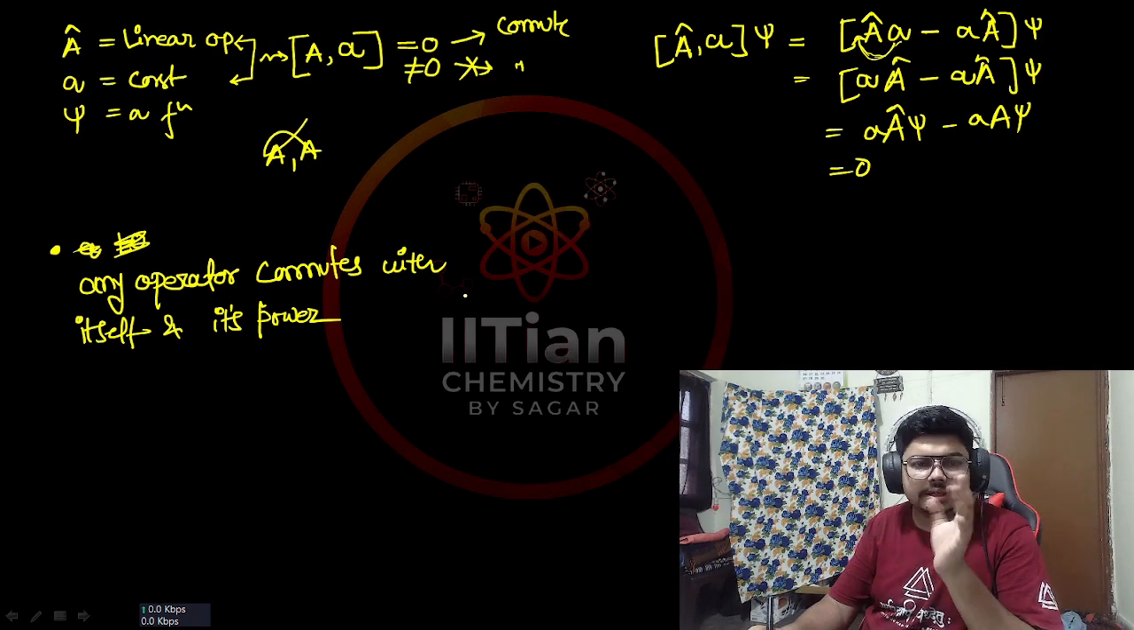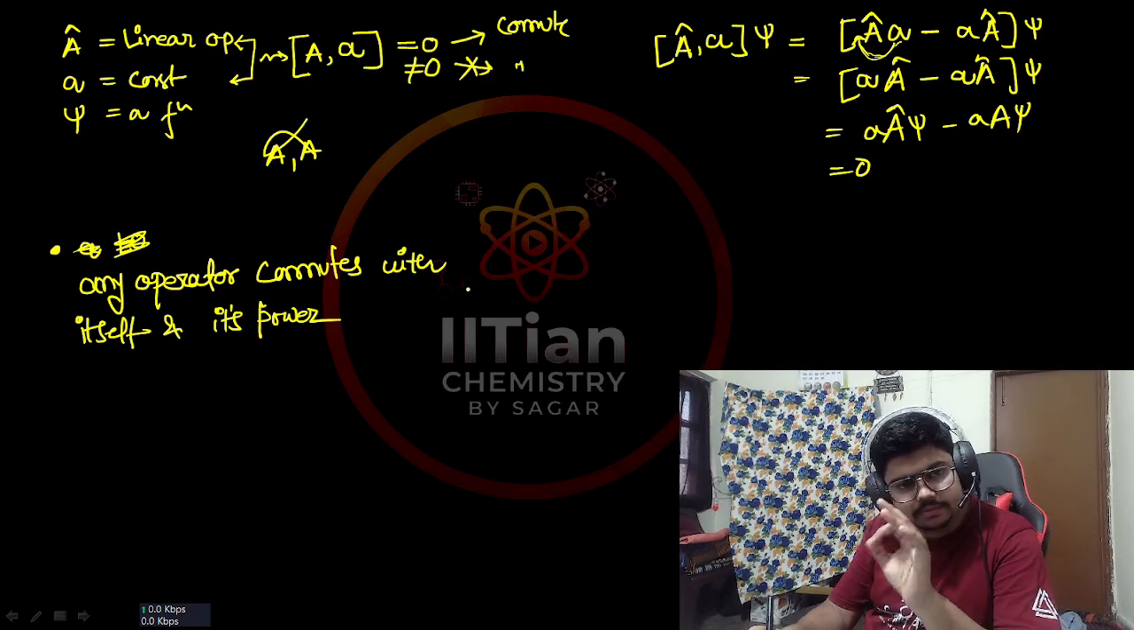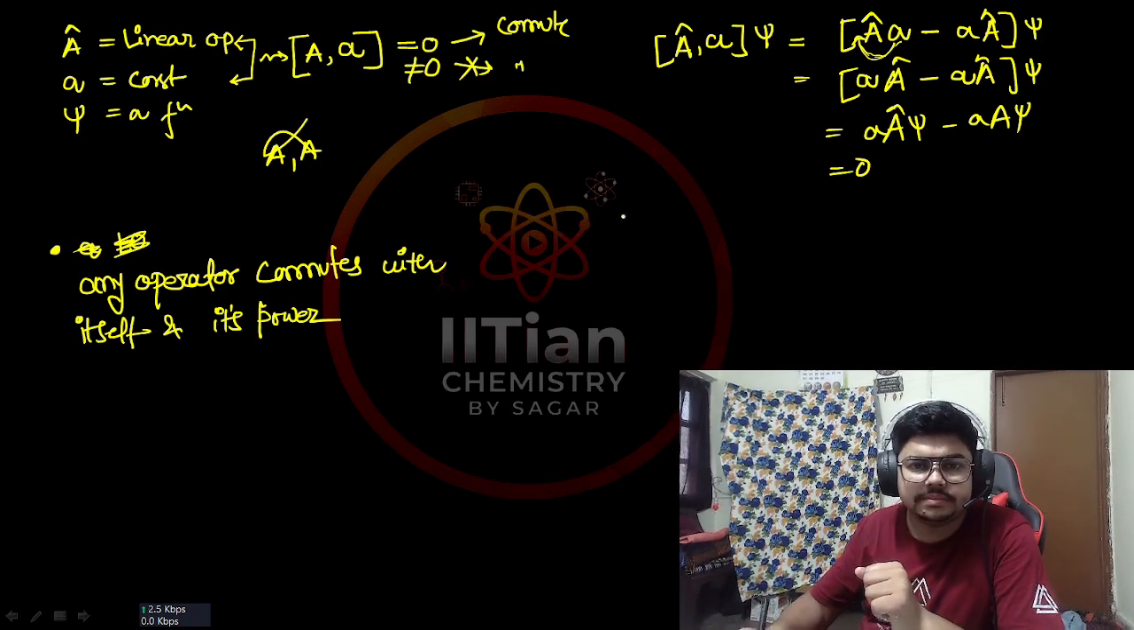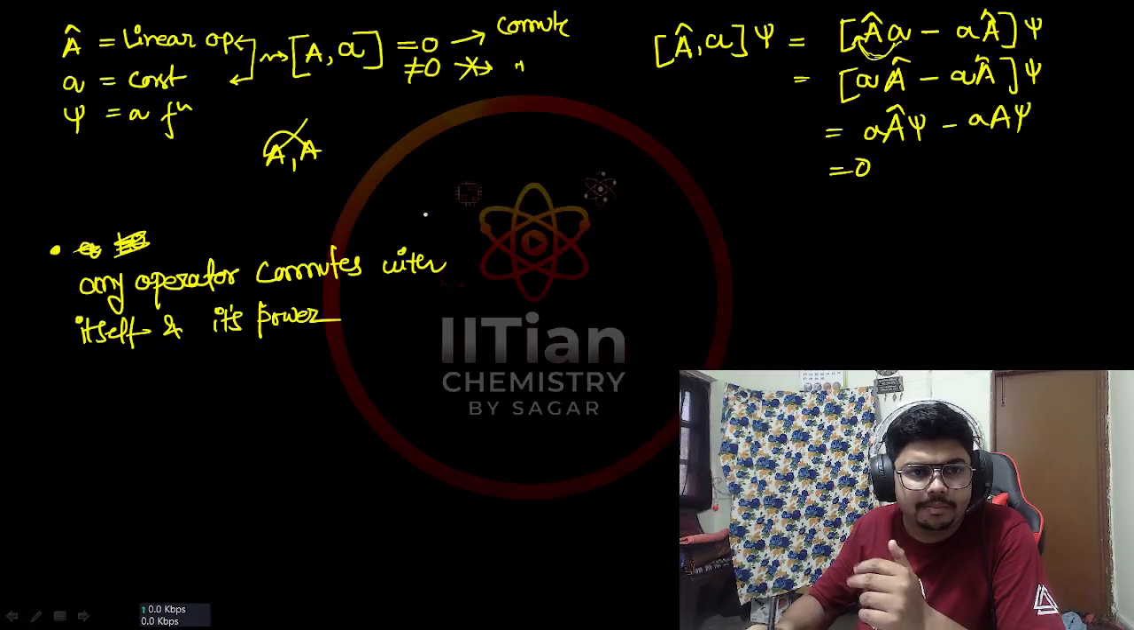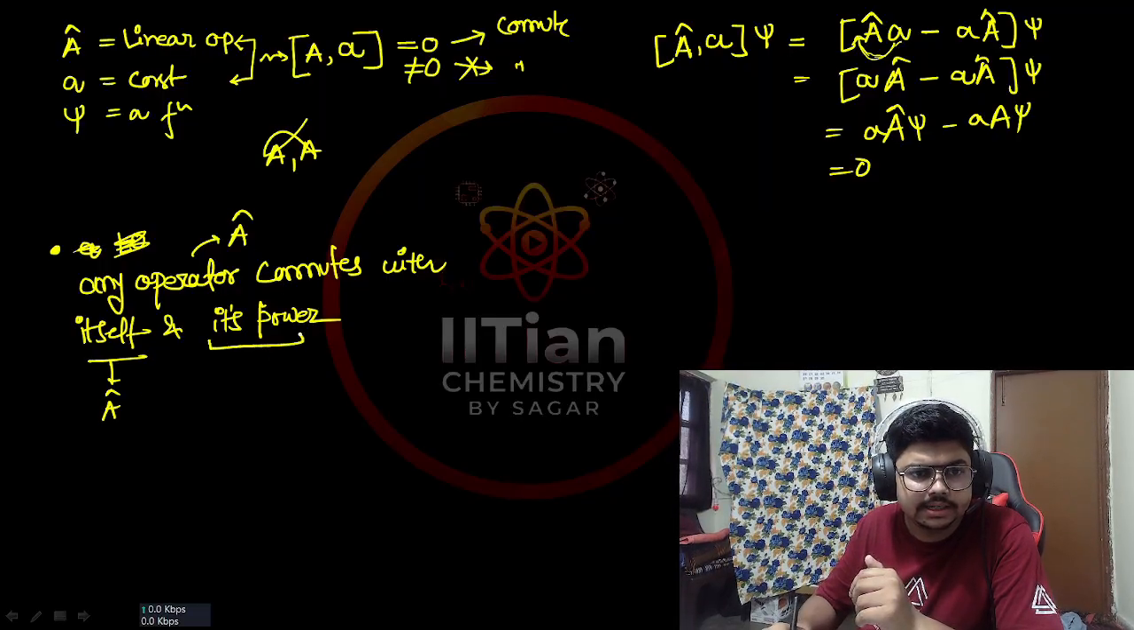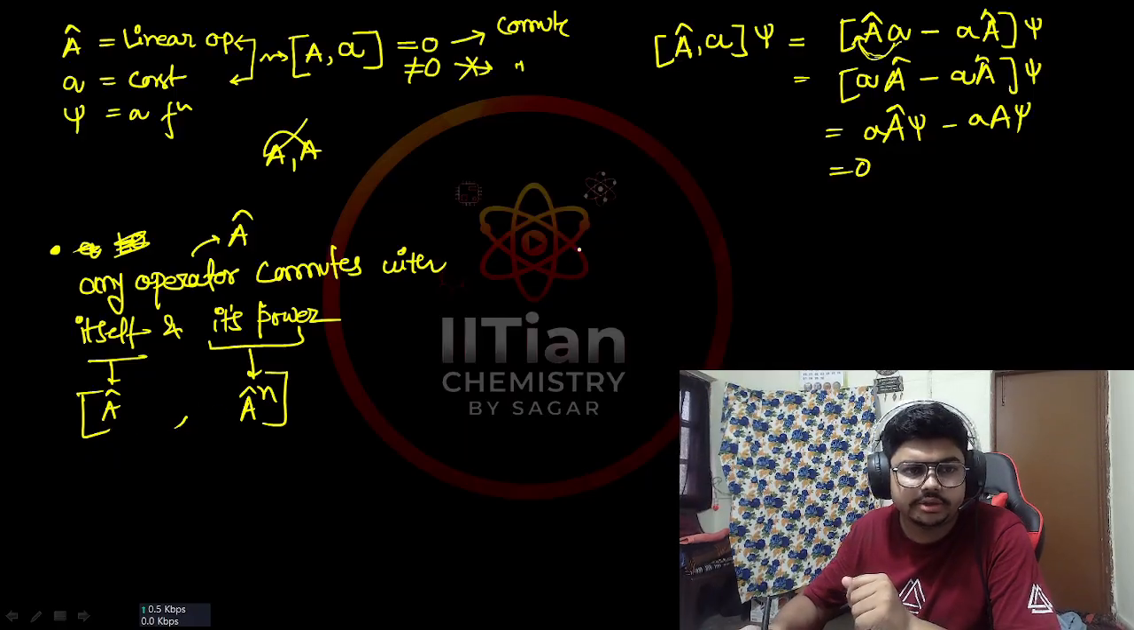If there is any operator that always commutes with itself and its power, that means any operator. Suppose my operator is A; itself means A and its power means A to the power n. So these two always commute. My statement is that A comma A to the power n will always commute.